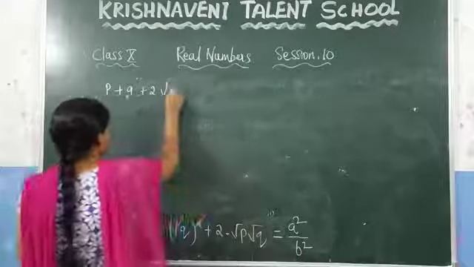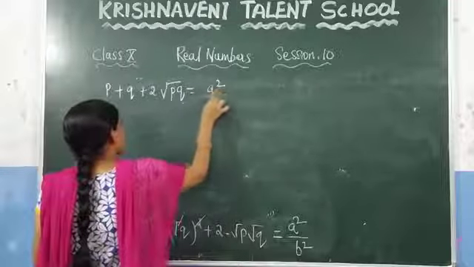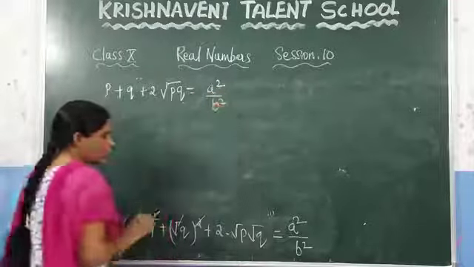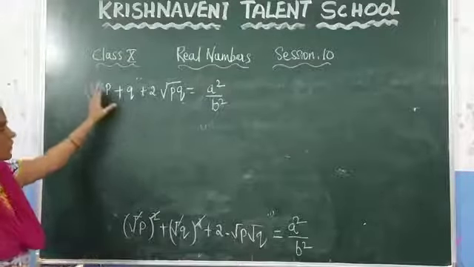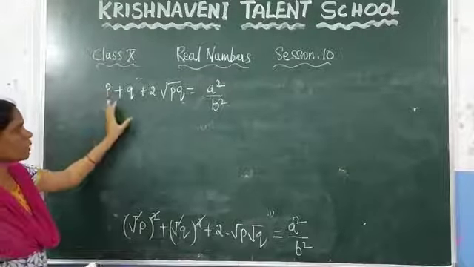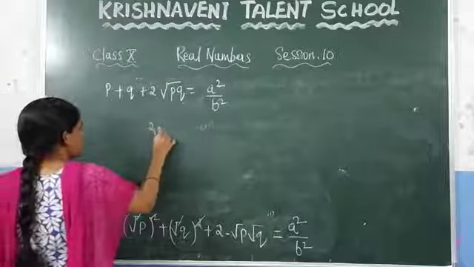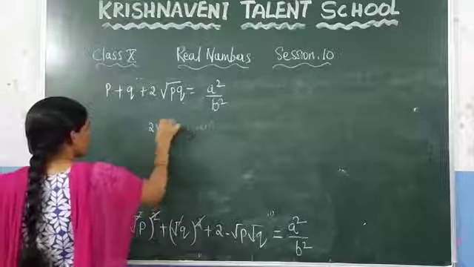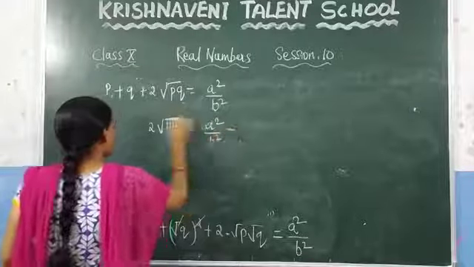root pq. Root pq is equal to what is there on the right side, a square by b square. Now here you can observe that we got some p and q. You can take this p and q to the right hand side. So what you get, 2 root pq is equal to a square by b square. Here plus p is there.